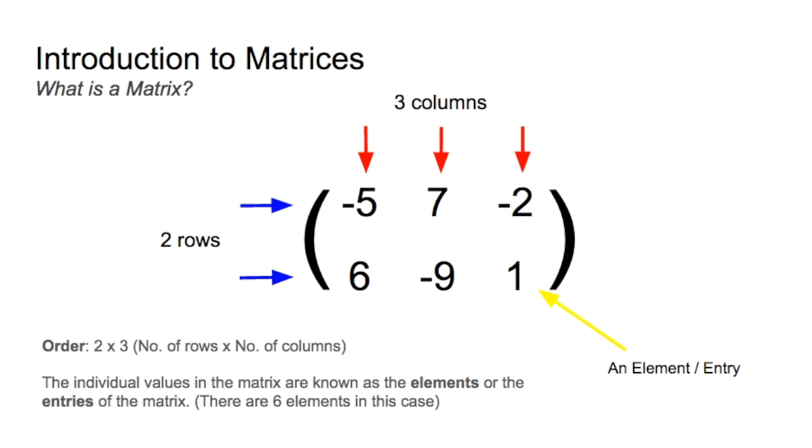Take this matrix for example. The numbers forming the matrix are called elements or entries of the matrix. There are 6 elements in this matrix. Every matrix is also made up of rows and columns. This matrix has 2 rows and 3 columns. We call it a 2 by 3 matrix.